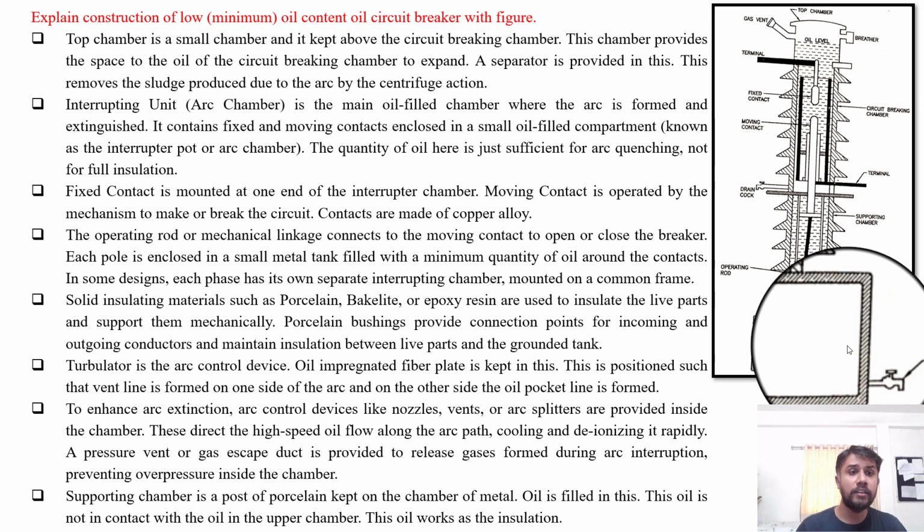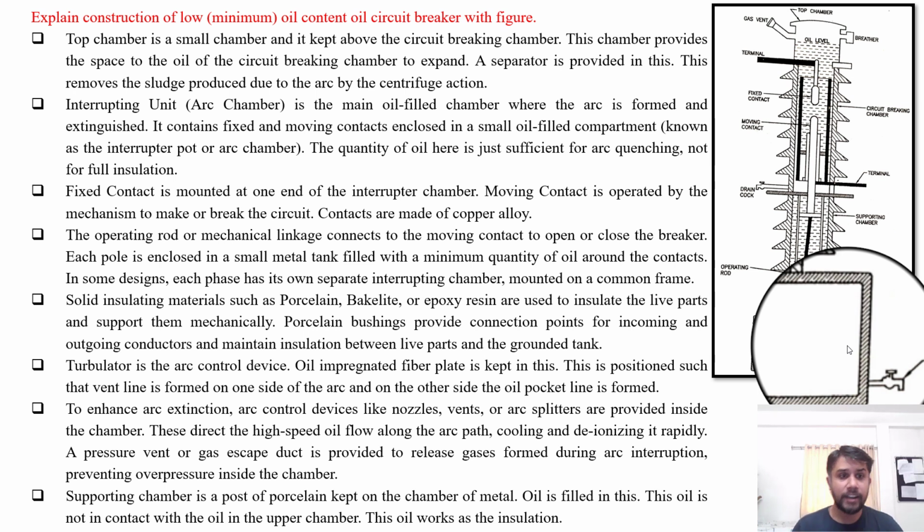Solid insulating materials such as porcelain, bakelite or epoxy resin are used to insulate the live parts and support them mechanically. Porcelain bushings provide the connection points for the incoming and outgoing conductors and maintain the insulation between the live parts and the grounded tanks.